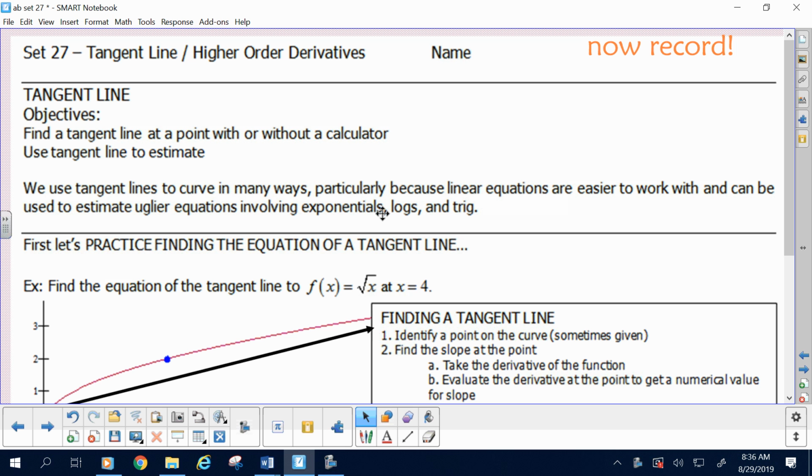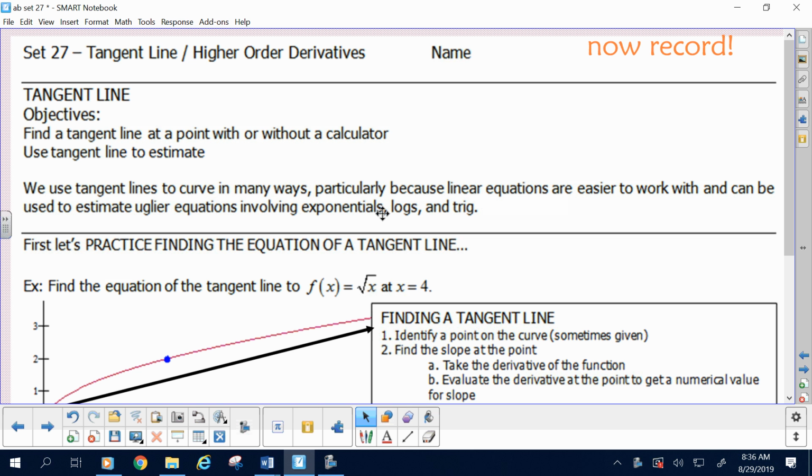We know from calculus that the derivative is the slope of the tangent. Okay? Now there are cases when instead of finding the slope of the tangent line, you want the actual equation of the tangent line, not just the slope, the whole kit and caboodle.